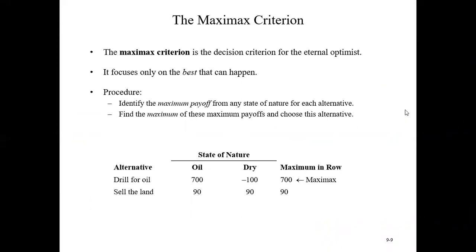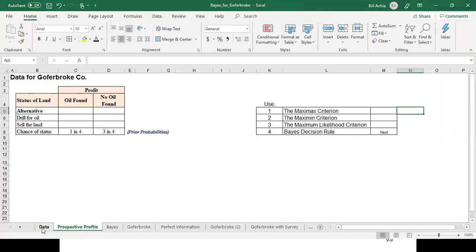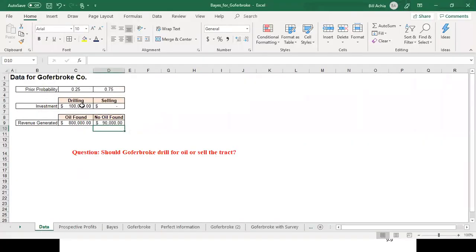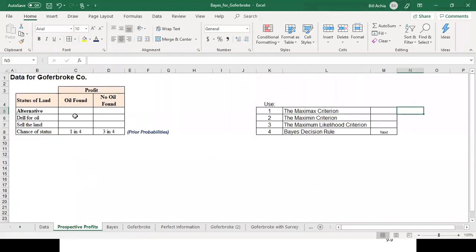We are told, let me go back to our data here, that the company would invest $100,000 to drill, and if that's the case, then the net revenues here would be the difference between the revenues generated and that investment of 100,000. So with the Maximax approach, if they find oil after drilling for oil, they expect to generate approximately $700,000 worth of net revenue.